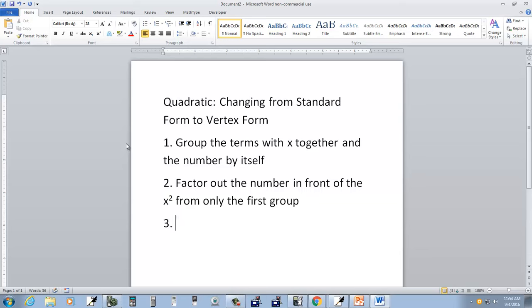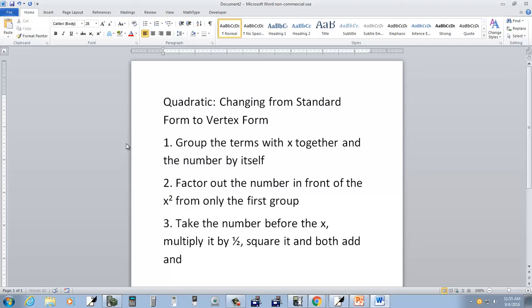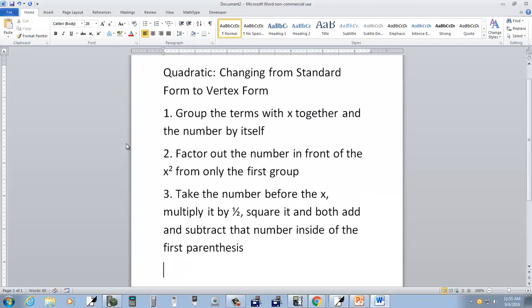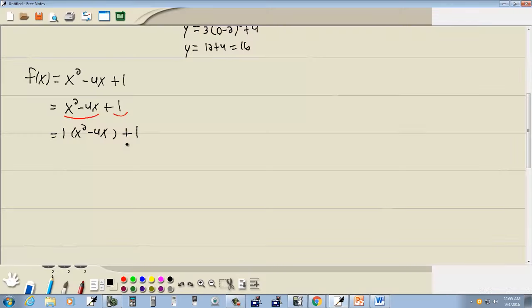Step 3, take the number before the x, multiply it by 1/2, square it, and both add and subtract that number inside of the first parentheses. I don't usually show this in class, so this doesn't flow as smoothly as it does in other processes.